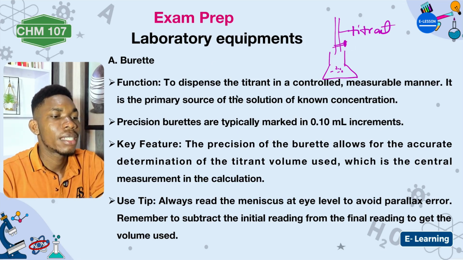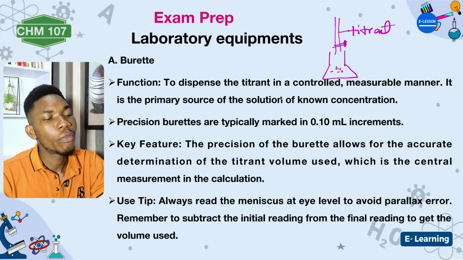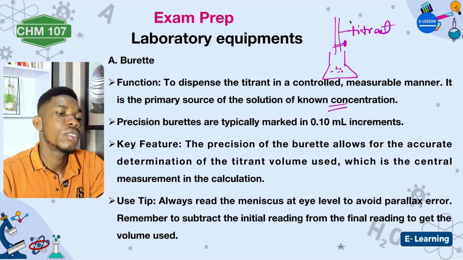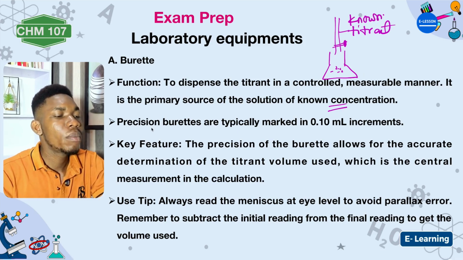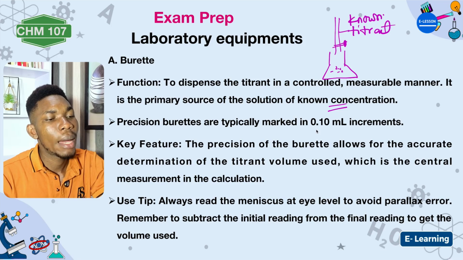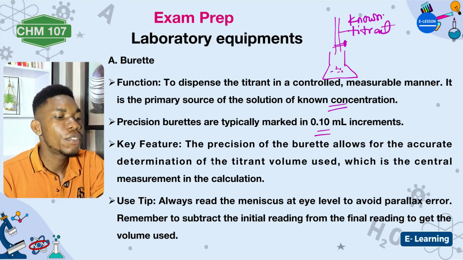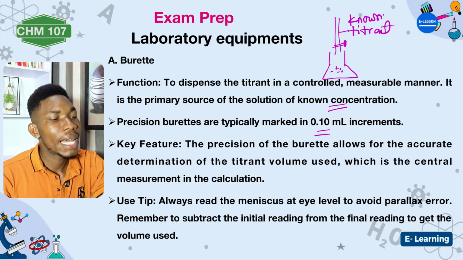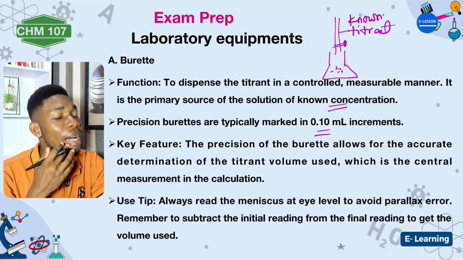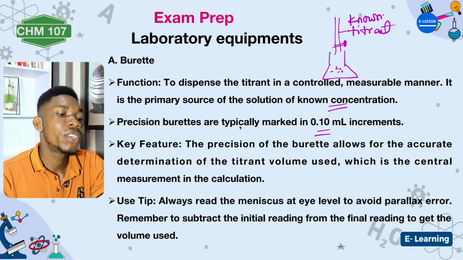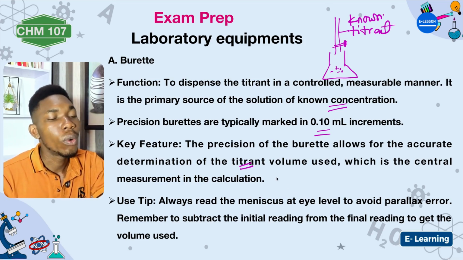The burette dispenses the titrant in a controlled, measurable manner. It is the primary source of the solution of known concentration, which is usually on the burette. Precision burettes are typically marked in 0.1 milliliter increments. Key feature: the precision of the burette allows for accurate determination of the titrant volume used, which is the central measurement in the calculation. The burette reading is what you usually use to do your CaVa calculation and so on.